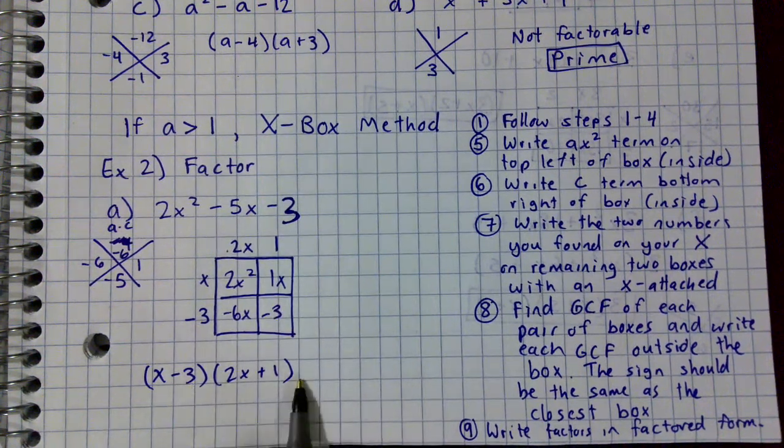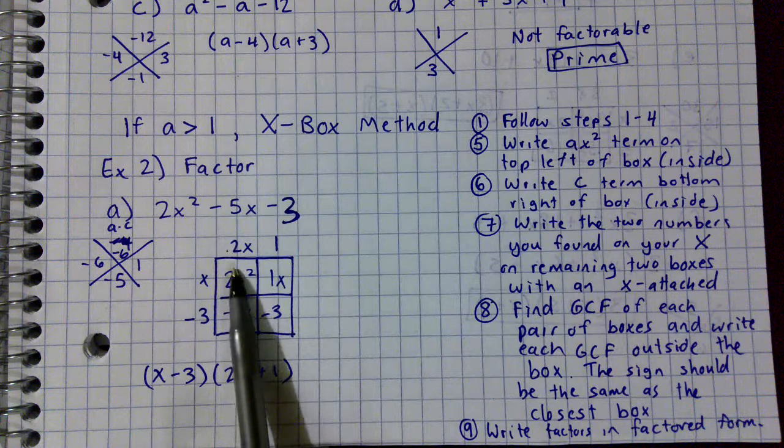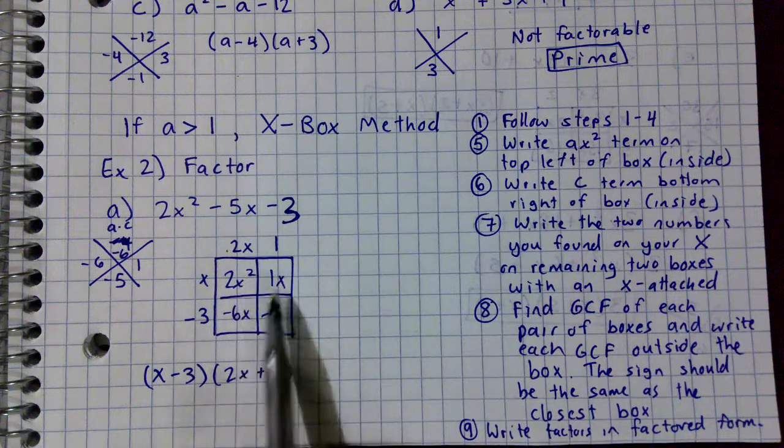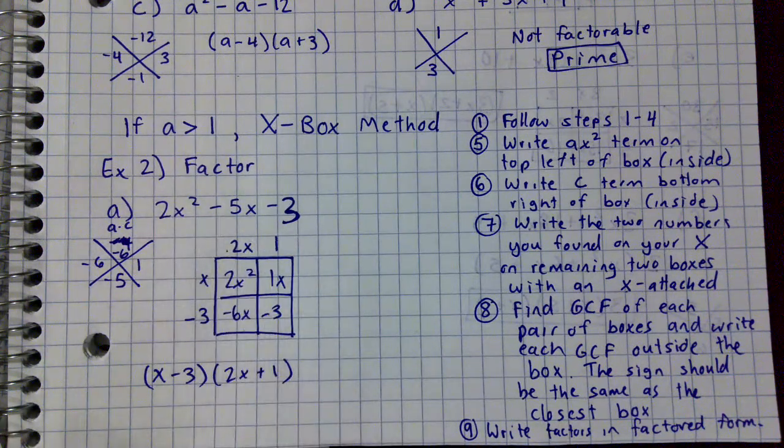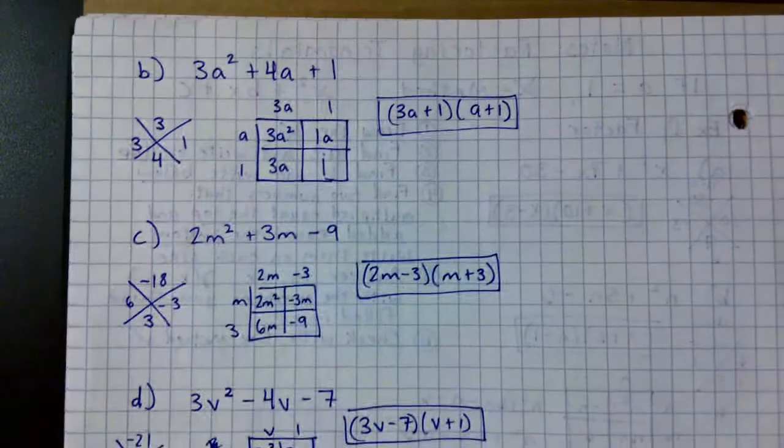X minus 3 times 2x plus 1. If you wanted to check, the area model is right here, so you can double check and make sure you get that. That's how we do the X box method. Let's do more examples, just so that you have more practice.